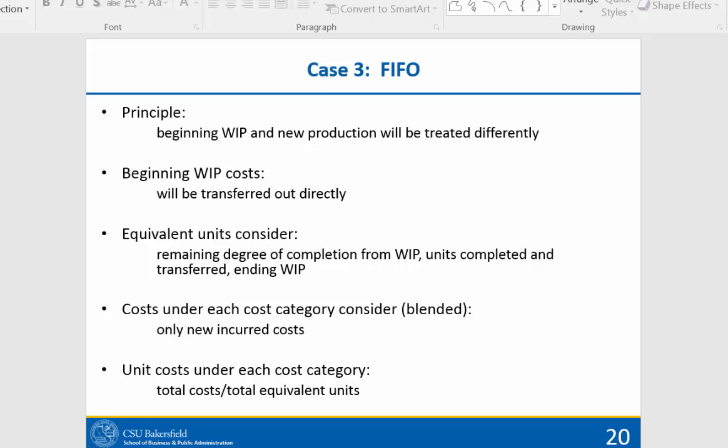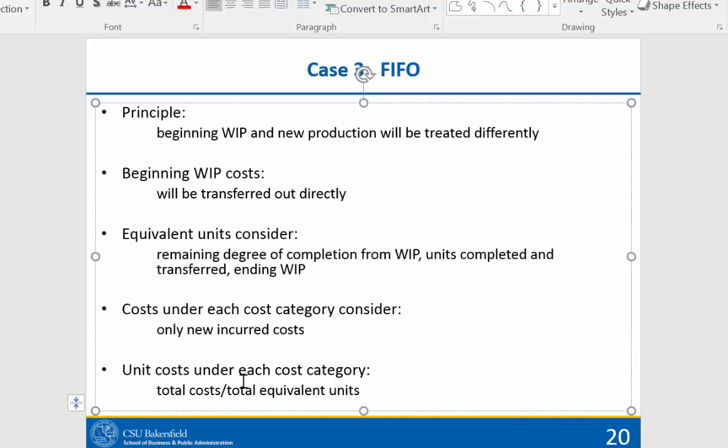And the equivalent units will not be blended. It will basically consider only a few things: the remaining degree of completion from WIP, the units completed and transferred during the current production, and whatever ending WIP there is in this period for future completion. And each cost category will be, basically, only the new incurred cost. So I would be very careful. Let me remove the word blended, because I think that might be misleading. The cost in each cost category will be the cost to account for divided by the total equivalent units. So this is the whole idea of the FIFO.